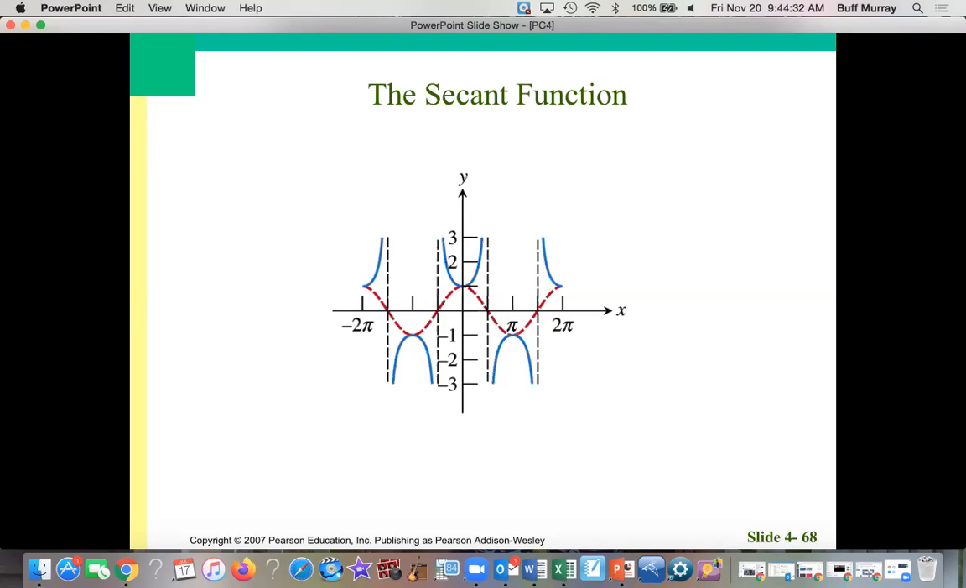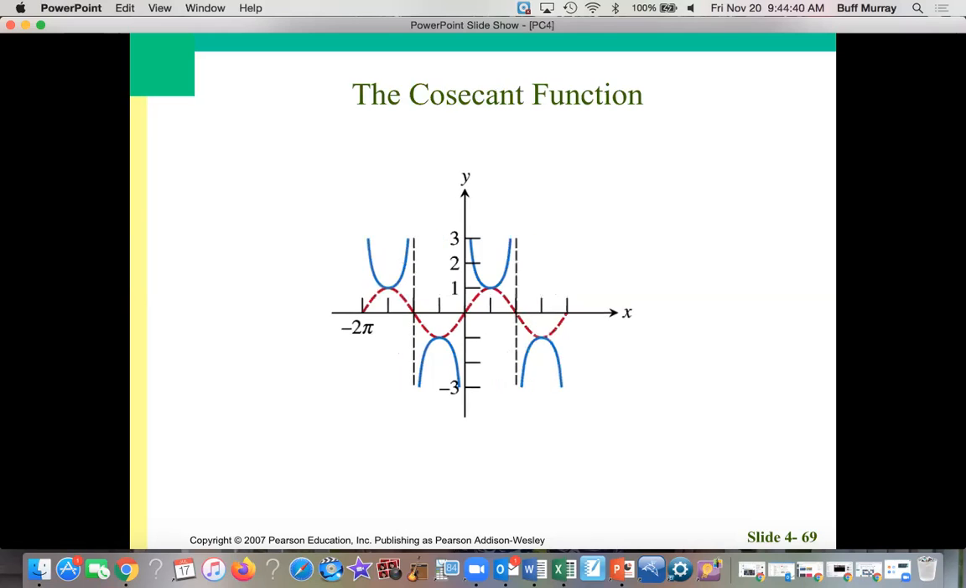Now, that's what secant looks like. You think cosecant is going to look a whole lot different? How is it going to be different? Just moved over? Yeah, because it's the reciprocal of sine. And sine and cosine were the same. They just were moved over. So this looks like we just took secant and pushed it to the right a little bit, didn't we?